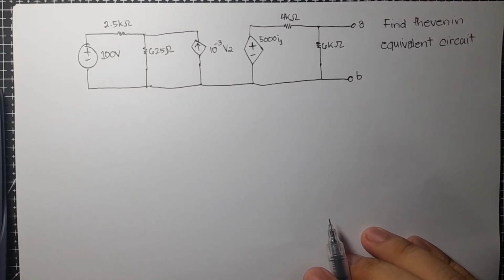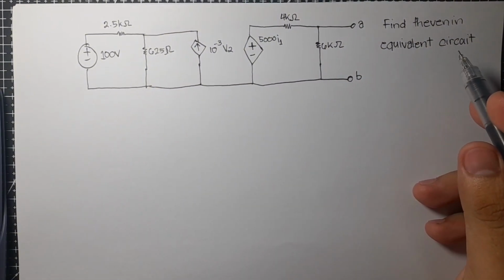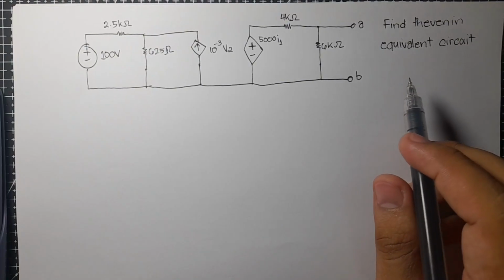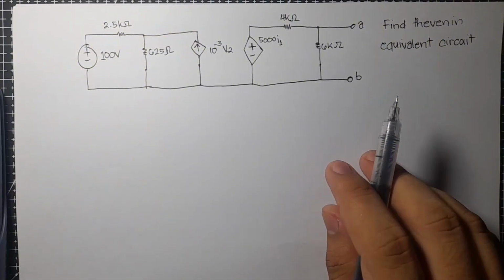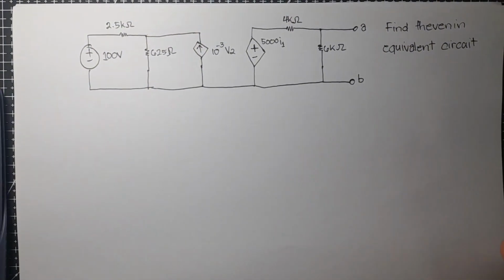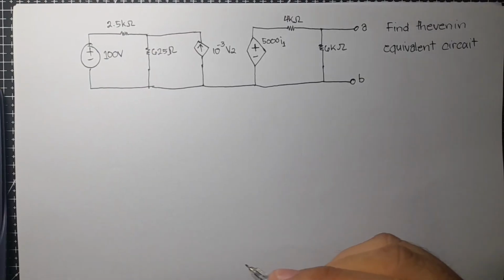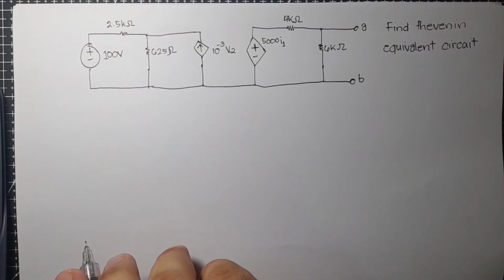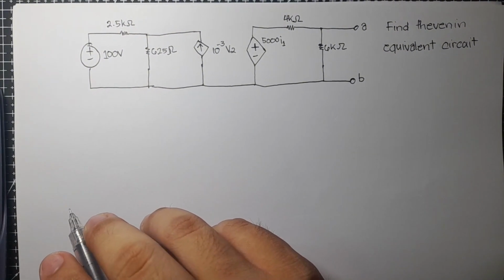So let's try and solve this problem. We need to find the Thevenin equivalent circuit of this original circuit. So we can use nodal analysis or mesh analysis, but for now we will use mesh analysis. And we will have to assign mesh currents in each loop.